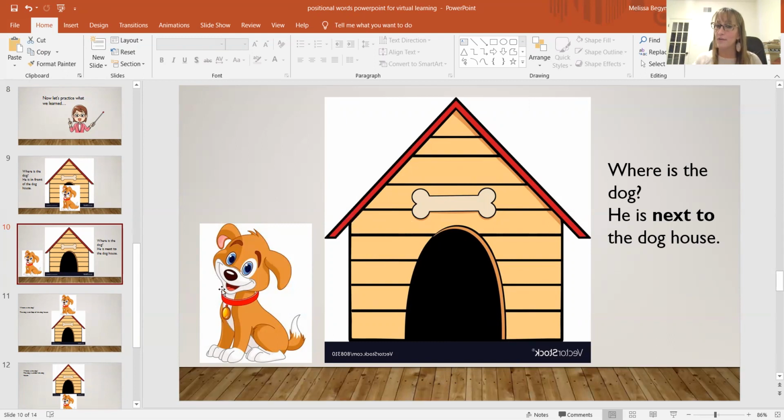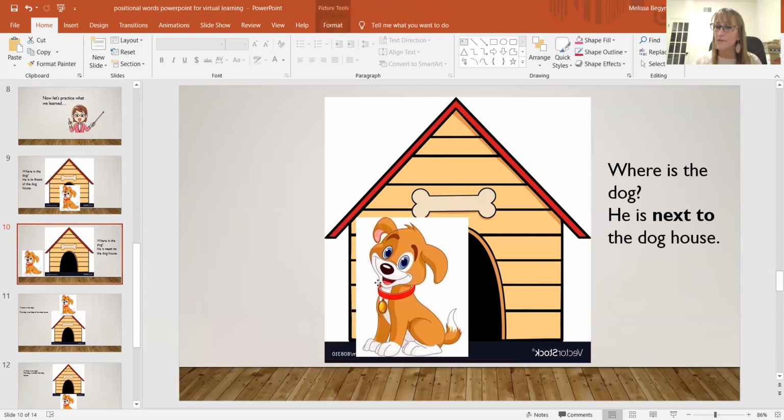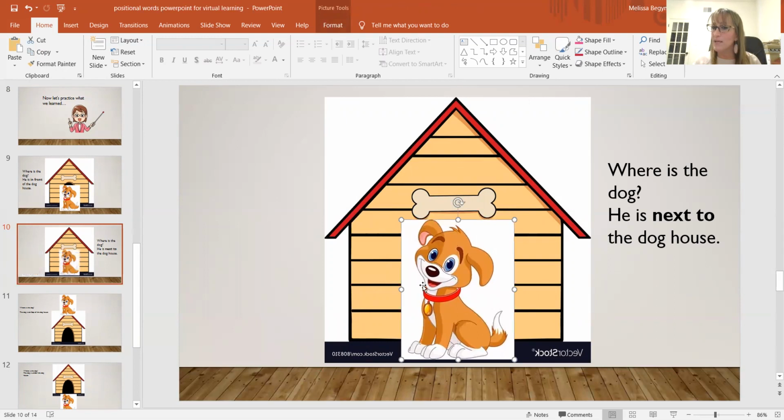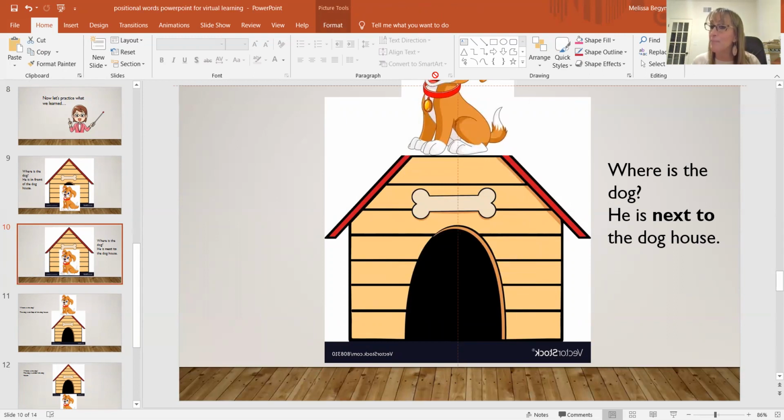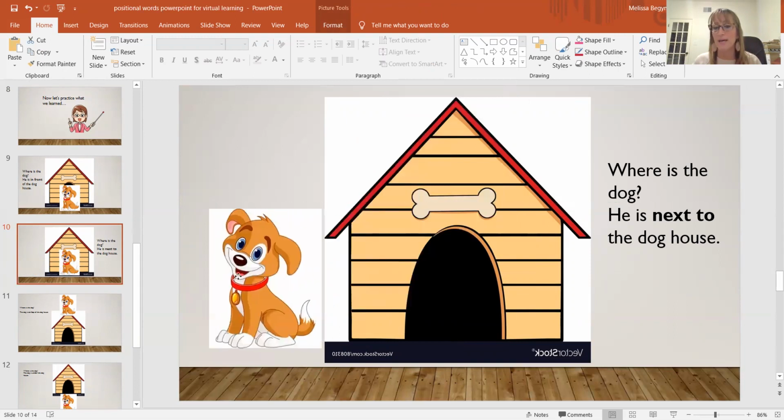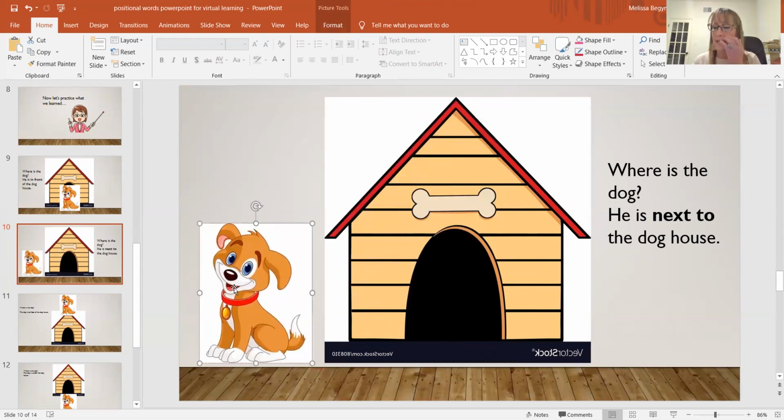And he's right over here. Now remember, if the dog was over here, where would he be? He would be in front of the doghouse. And if the dog was all the way up here, where would he be? He'd be on top of the doghouse, but he's not. He's right over here. So he is next to the doghouse. Very good.